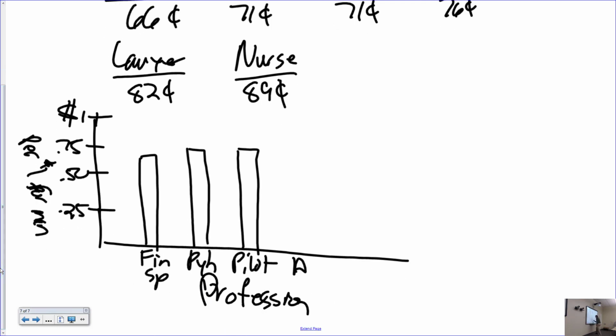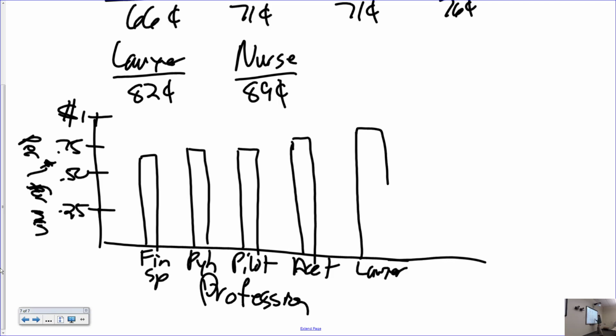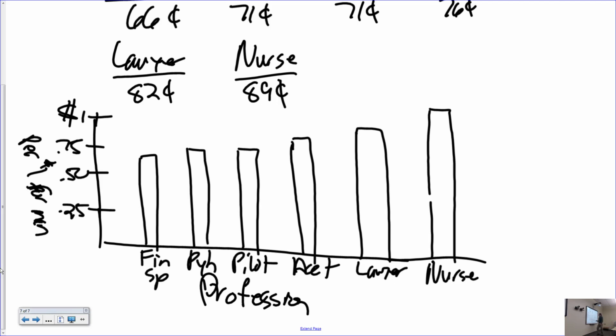Accountants, 76 cents, getting up above that 75 cent mark. Lawyers, 82, a little bit higher. Last but not least, the nursing, 89.